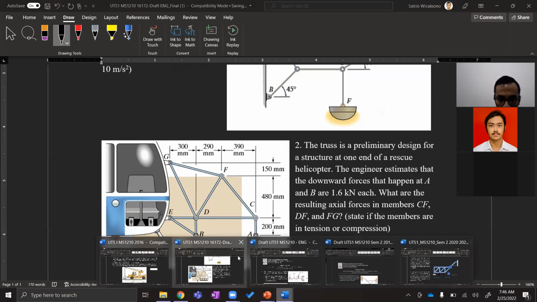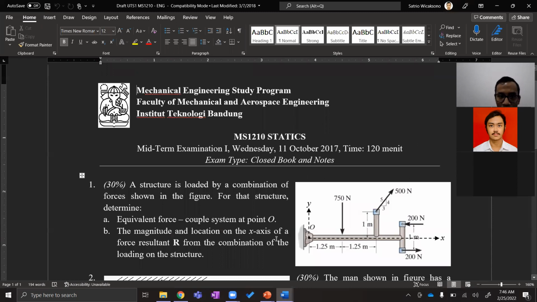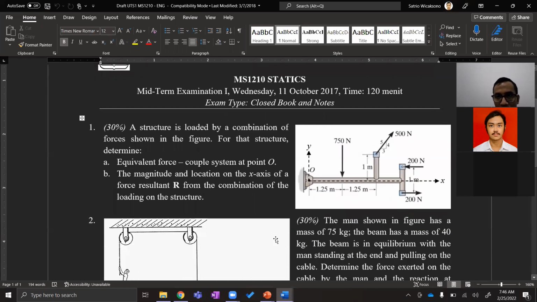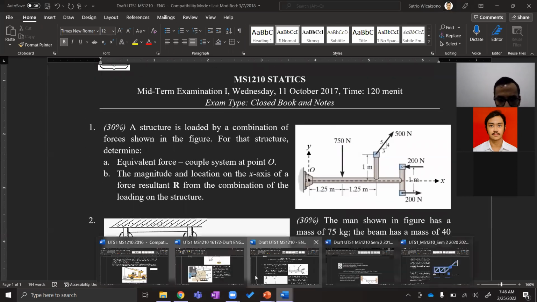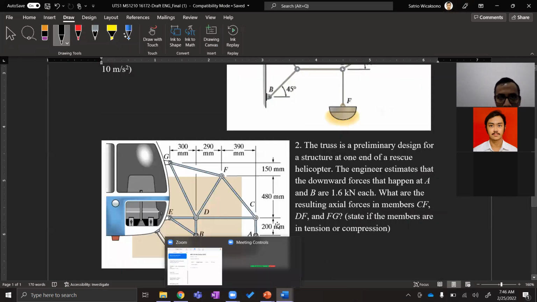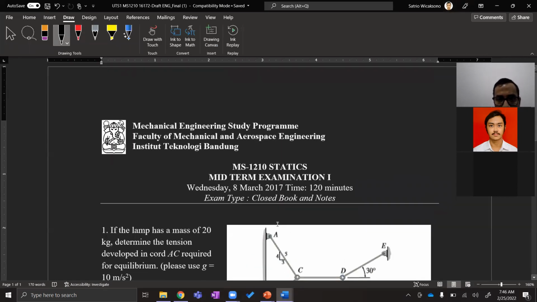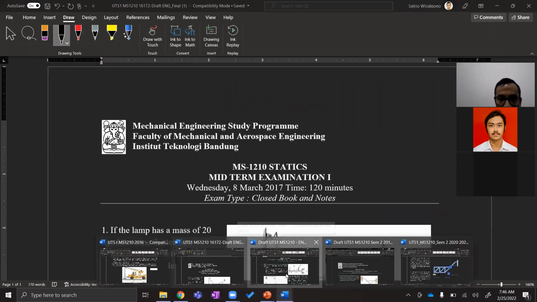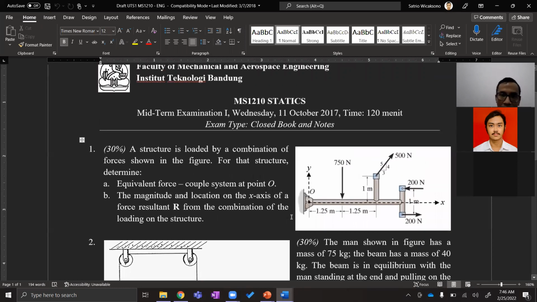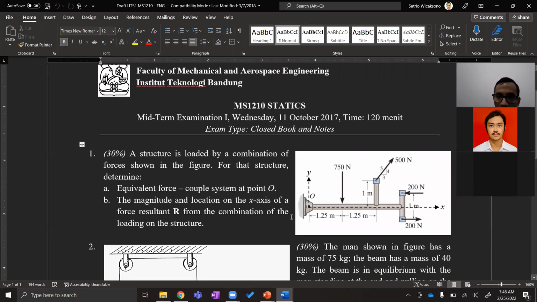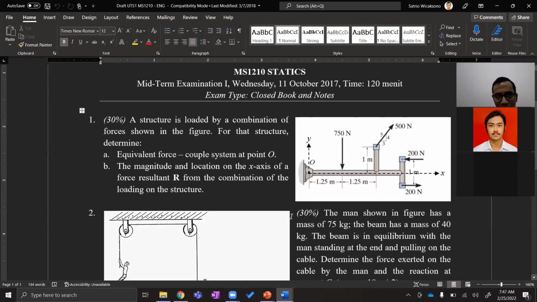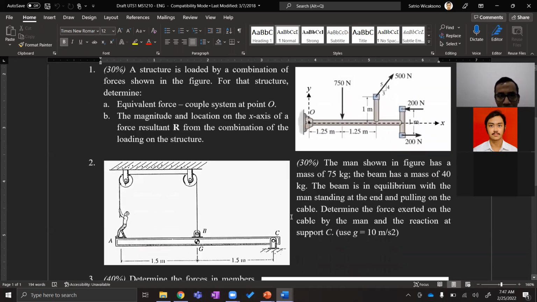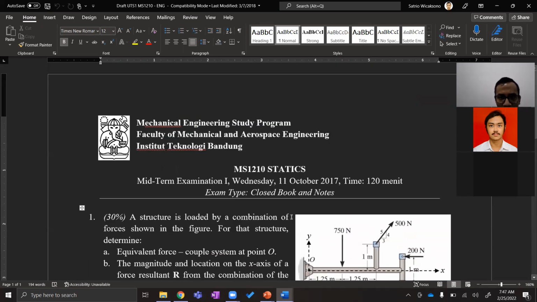Let's check the other problem examples from the previous exams. So this is from 2017. Hey, wait. If that one is 2017, this one is what? This one is 2017. And this one is for the special semester, I believe. Yeah, it's the special semester, because it's slightly off the usual time.